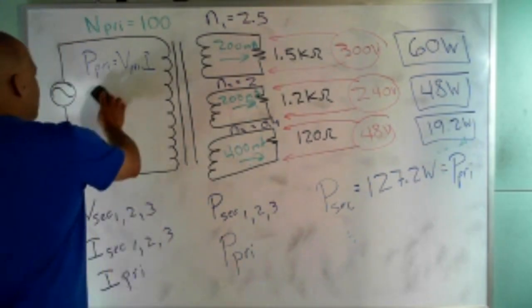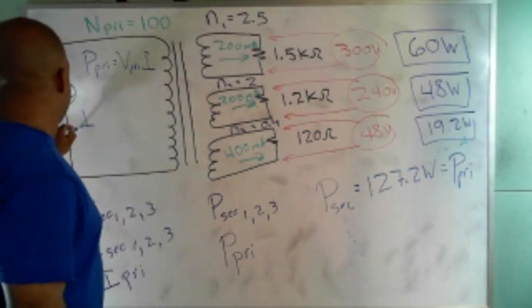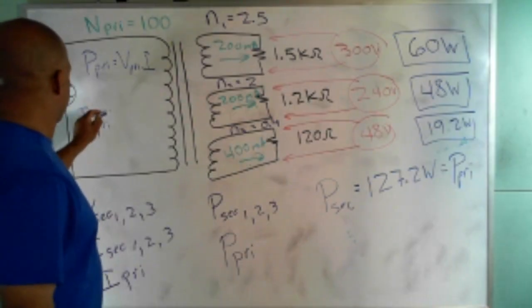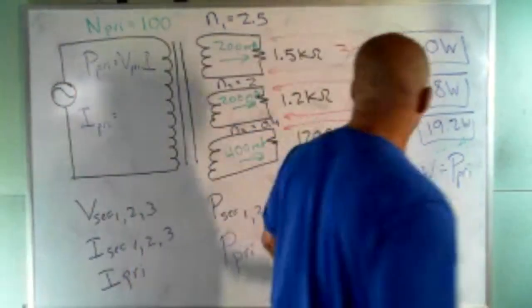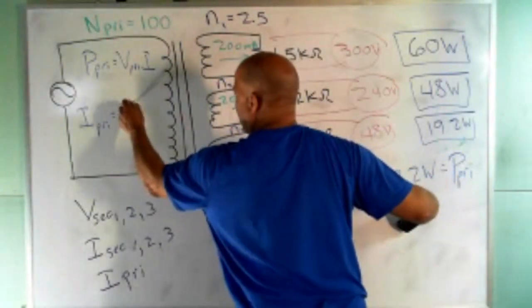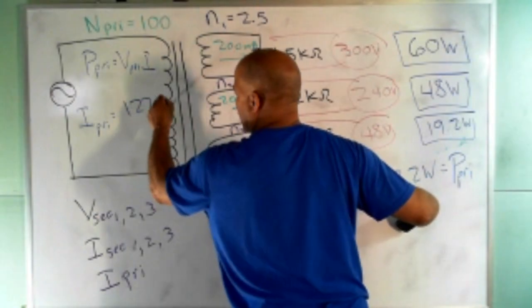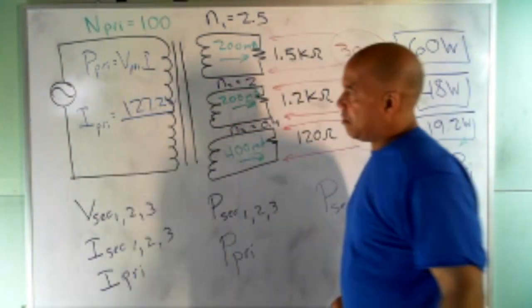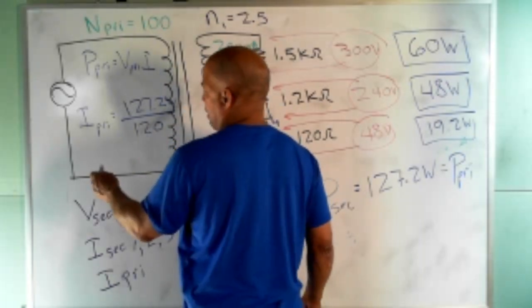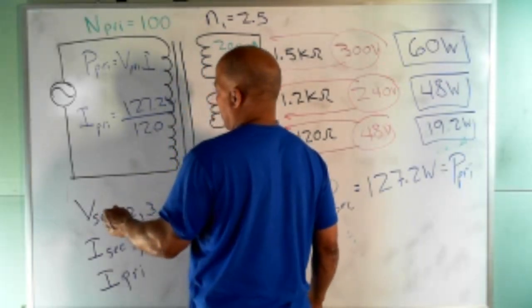So if I do P over V, I get I pri equals, what was V? P is this, 127.2 watts. And V, did I not give you V? No, it was 120. Okay, so 120. So what's my answer here for current? 1.06 amp. And then that's it.